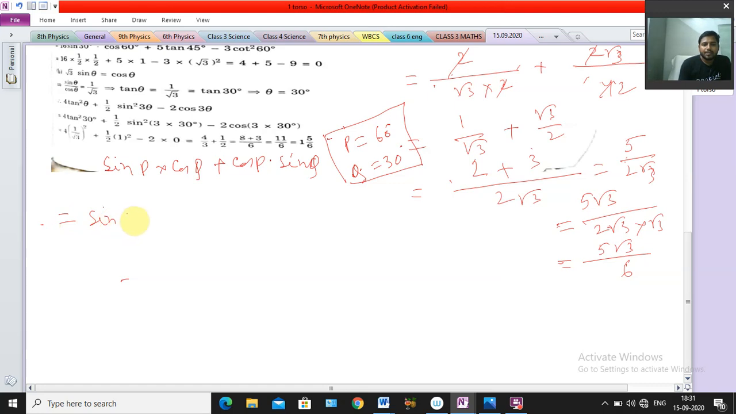So sin P means what, sir? Sin 60 degree into cos Q, cos 30 degree, plus cos P, cos 60 degree, into sin Q, sin 30 degree. Okay, sin 60 means root 3 by 2, into cos 30 also root 3 by 2, plus cos 60 degree 1 by 2 into sin 30 also 1 by 2. Okay, at first put the values, after that do the calculation here.